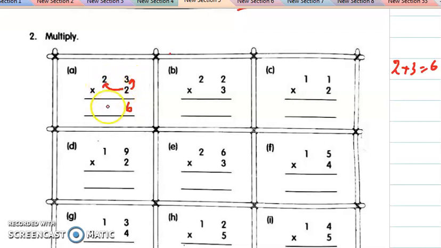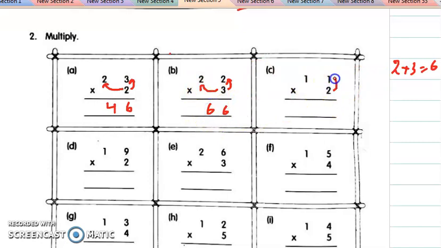2 times 2 is 4. So we'll write here 4. Next is 3 times 2, first this one and then this one. This is the way to multiply. 3 times 2, 2 times 3, it gives 6. So 3 times 2 is 6.